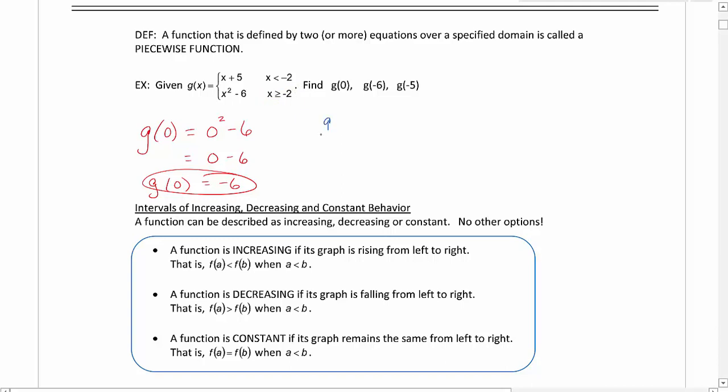Next, we want to find g of -6. -6 is less than -2, so we'll be using the function x plus 5. Plugging in, -6 plus 5. G of -6 is equal to -1.